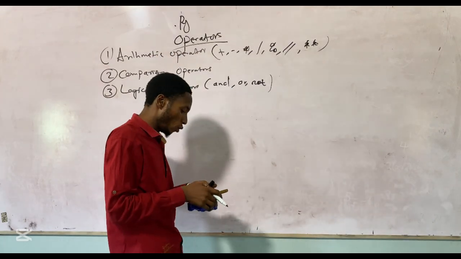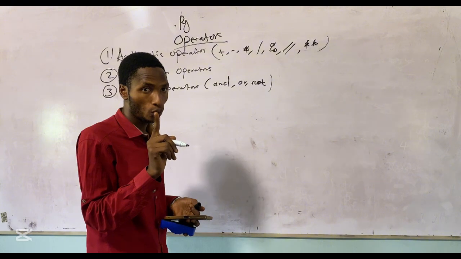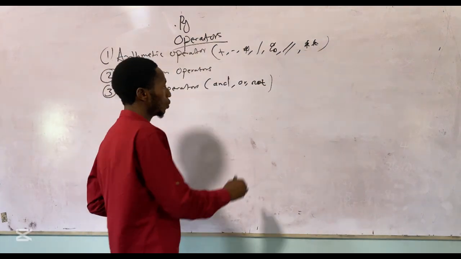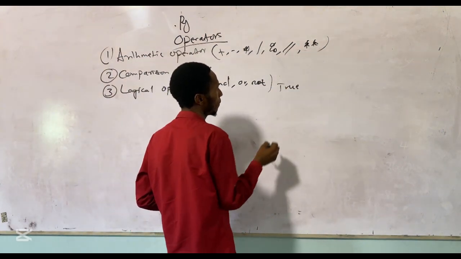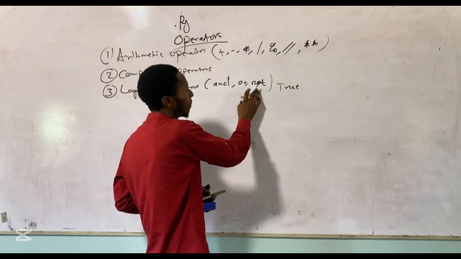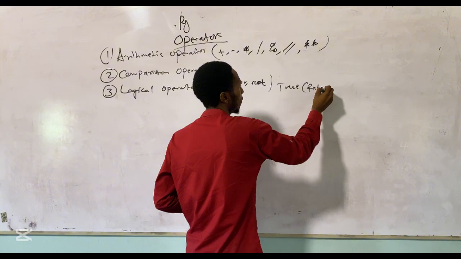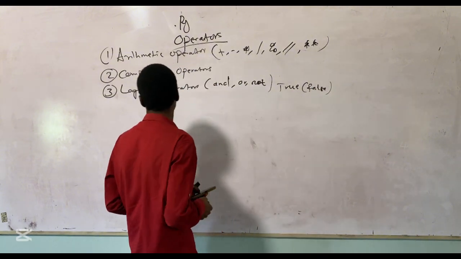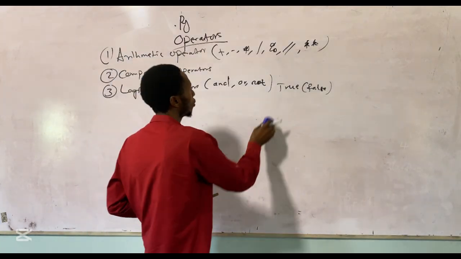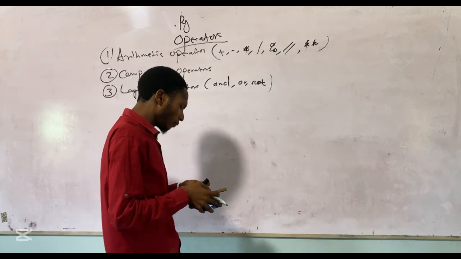Then we have not. Not is negation. If something is true, once you apply not, that thing will be false. Remember our Boolean value in our first class? If you have a true value and you apply not, logically the true will turn to false. So this is how logical operators work: the and, the or, and the logical not.